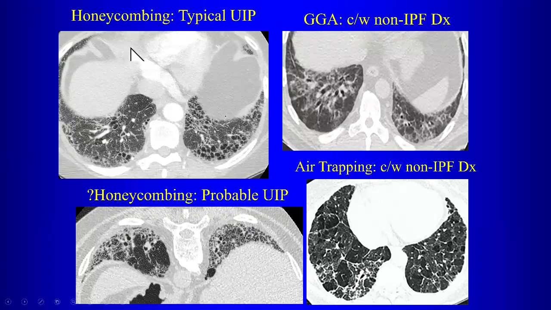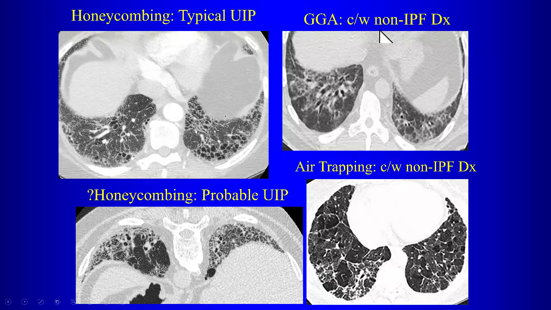So honeycombing, typical of UIP, peripheral subpleural honeycombing. In a case like this, we might wonder, is there honeycombing? Yes, no, plus, minus, I'm not sure. But there are reticular opacities. It does have a peripheral distribution. So here we're happy with a probable UIP diagnosis. So again, this patient may not require lung biopsy.